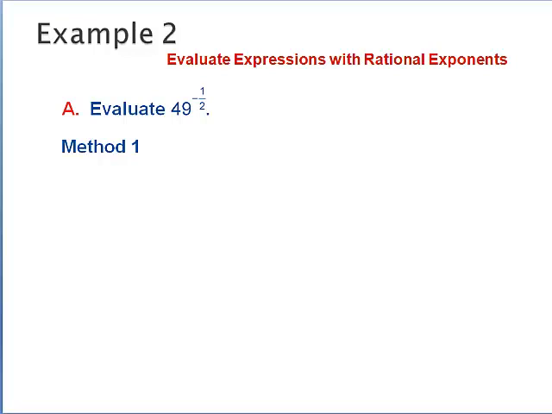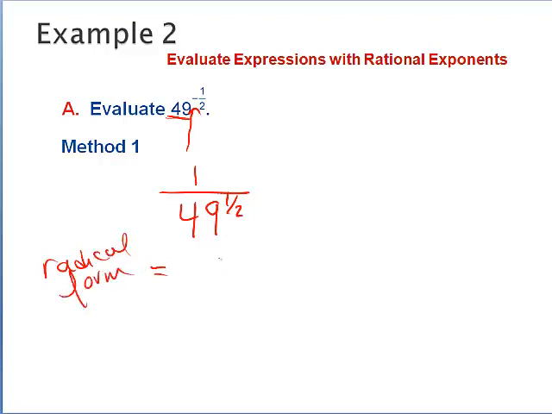Now there's a couple of different ways to do this, and so I'm going to start with one method and then show you another method. First of all, that negative on the exponent means that we need to take the reciprocal. So 49 is the base, so it goes into the denominator and the exponent becomes positive. Now I'm going to change this to the radical form. So I'm going to get 1 over the square root of 49. And then I simplify that to be 1/7. So that's one way we can answer this question.